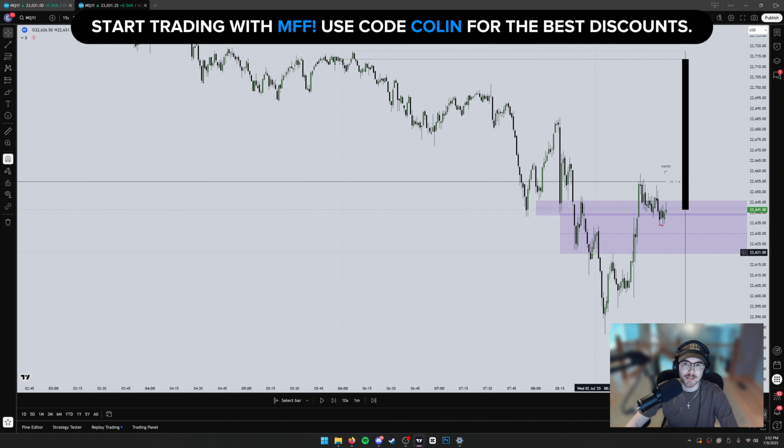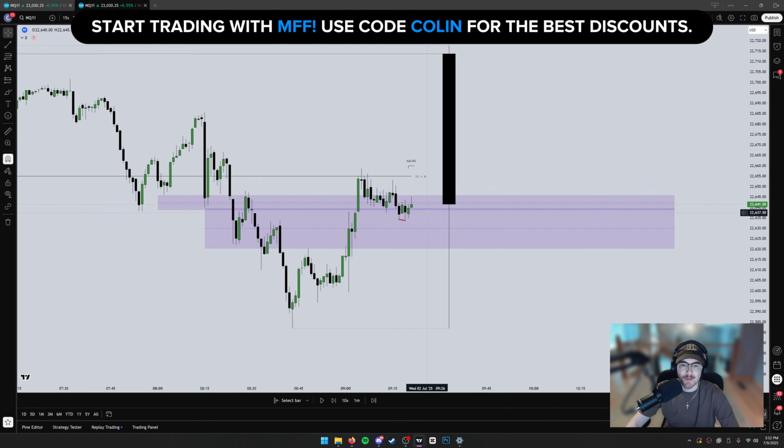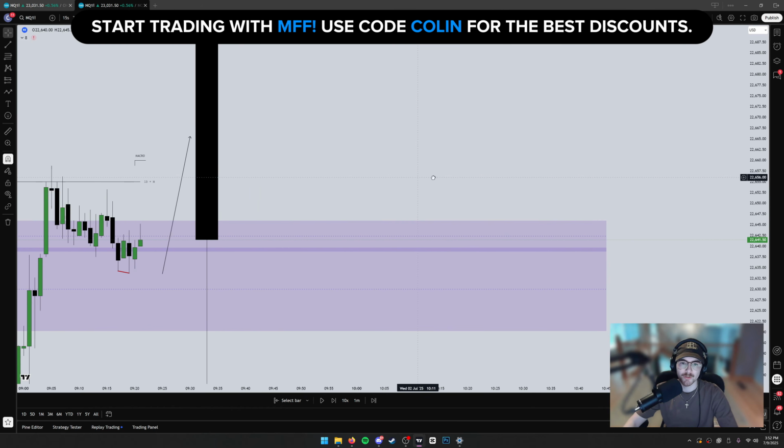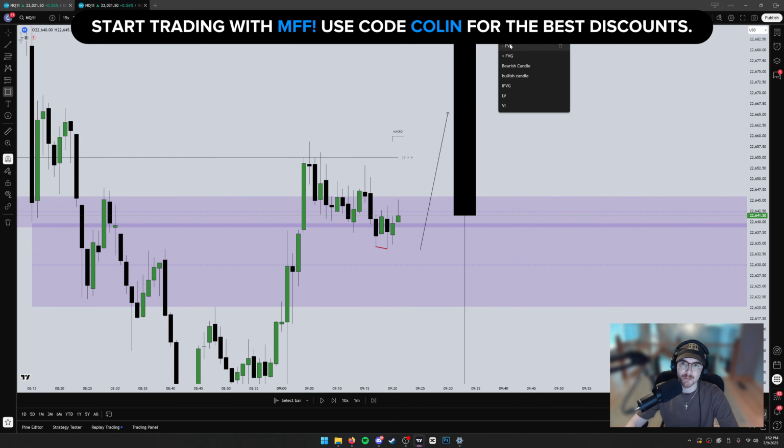Now that we have all that kind of down packed, we have step one, which is the gap, step two, which is this SMT, and obviously we have our bullish daily bias. So step three is really simple. All I'm looking for is an inversion gap. And if you'll notice, we actually formed a bearish 1 minute fair value gap right here.